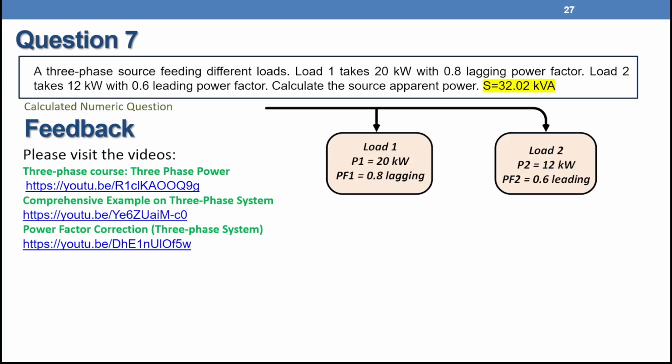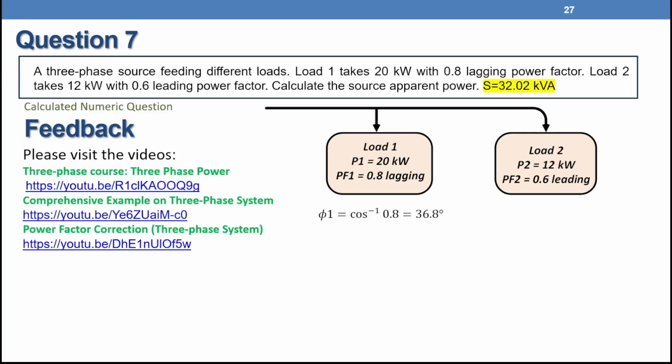What we are going to do, we have two loads here, load number 1 and load number 2. So we have P1 and P2. So we need to calculate Q1 and Q2. Then the total power from the source, P total, will be P1 plus P2. And the total reactive power will be Q1 plus Q2. Then we can calculate the apparent power of the source.